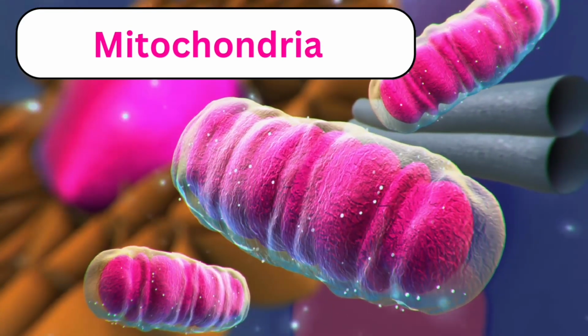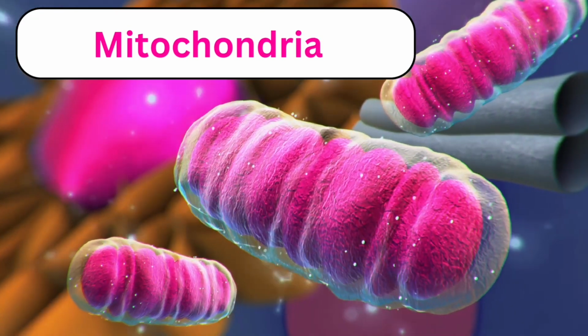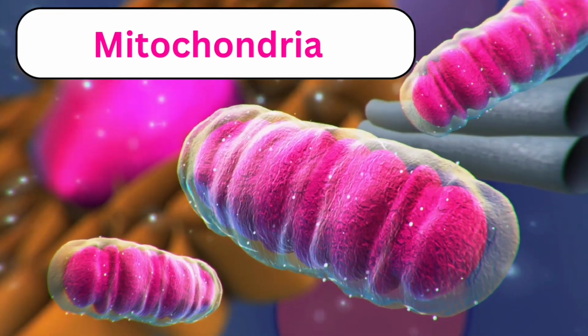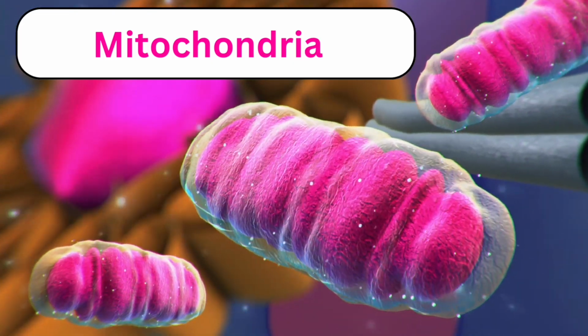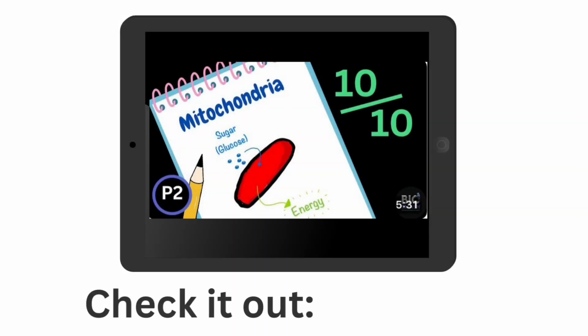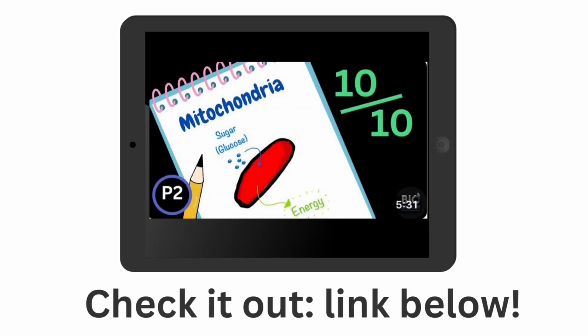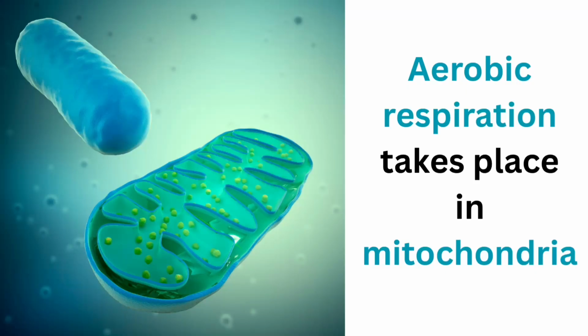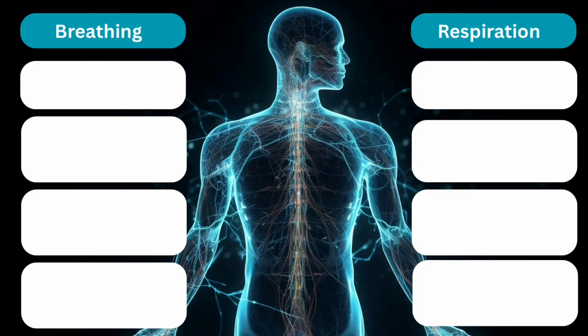Aerobic respiration, which is respiration with oxygen, is actually carried out by mitochondria, which are little units inside cells. Mitochondria are explained in far more detail in this video, which is linked below. But for now, just try to remember that aerobic respiration takes place in mitochondria. So, we now know that breathing takes place in the lungs and respiration takes place inside cells.